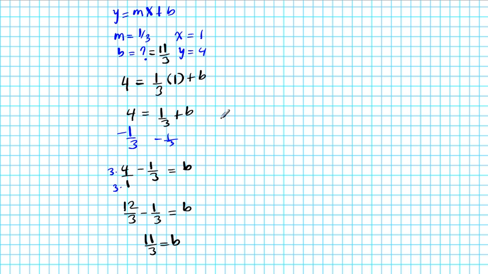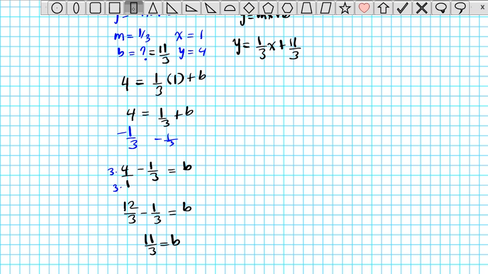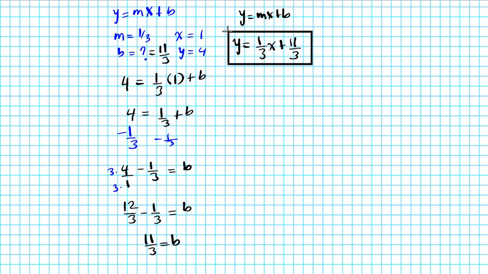Okay, so we're going to write, y equals mx plus b. Your answer is going to be y equals, what is your m? M is 1/3 x plus 11 over 3. This is your solution in slope-intercept form. Okay, slope-intercept.